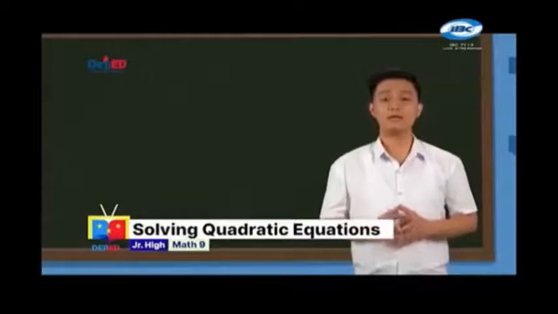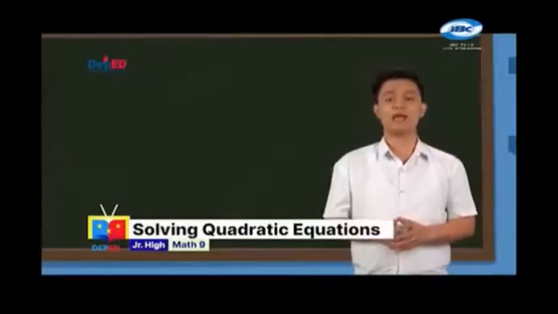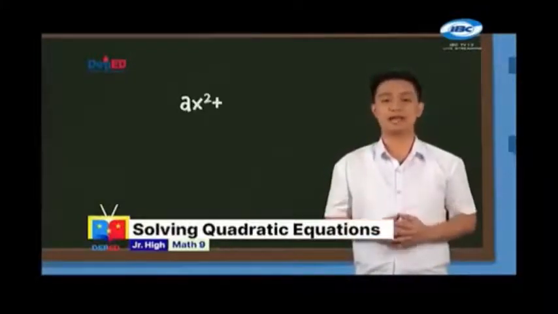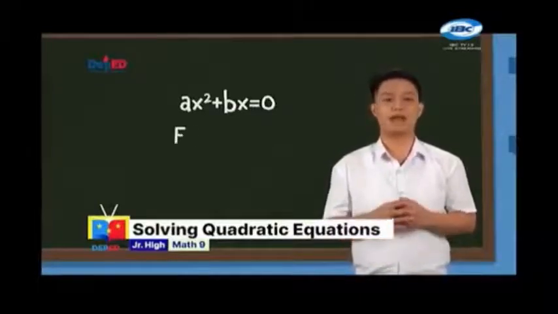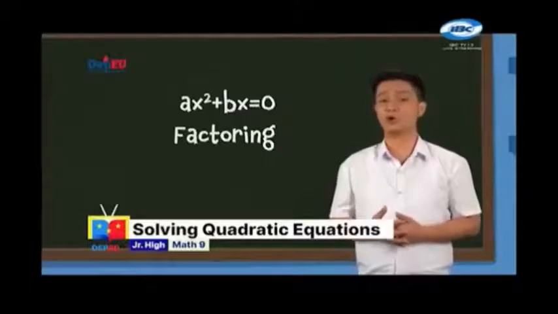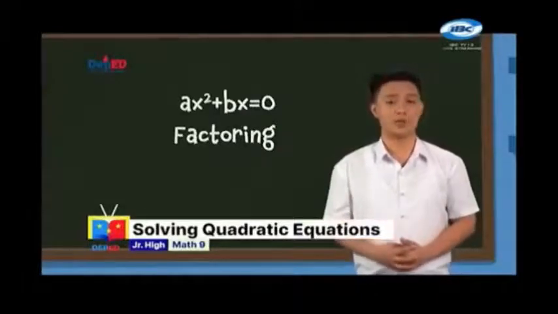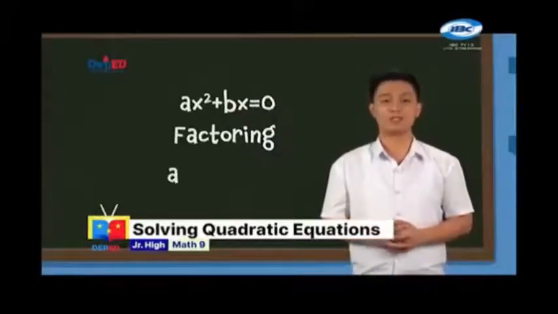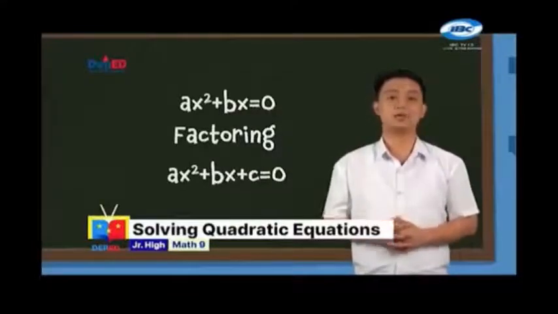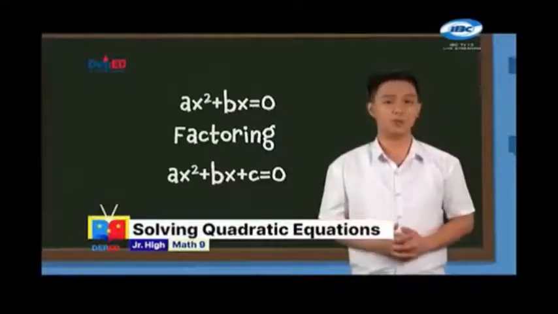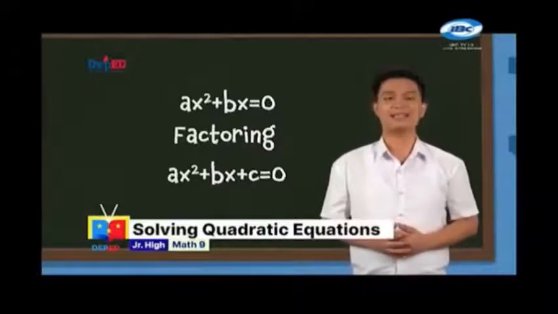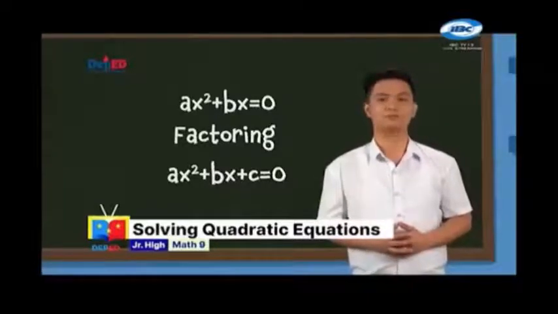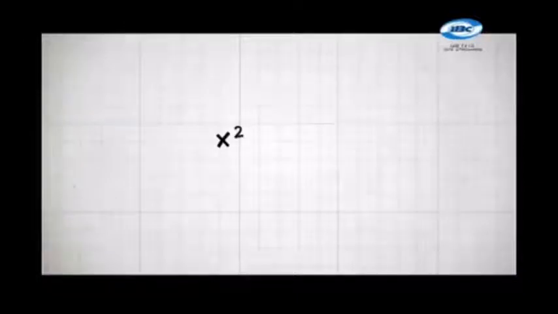Now, if the equation is of the form ax squared plus bx equals 0, the method we can use to solve it is factoring. Factoring can also be used in solving quadratic equations of the form ax squared plus bx plus c equals 0 if the trinomial can be expressed as the product of two binomials. Let's have the first example. x squared plus 7x equals 0.